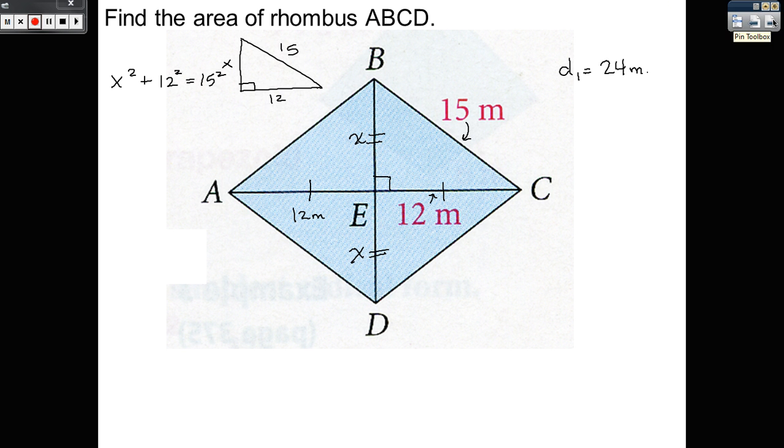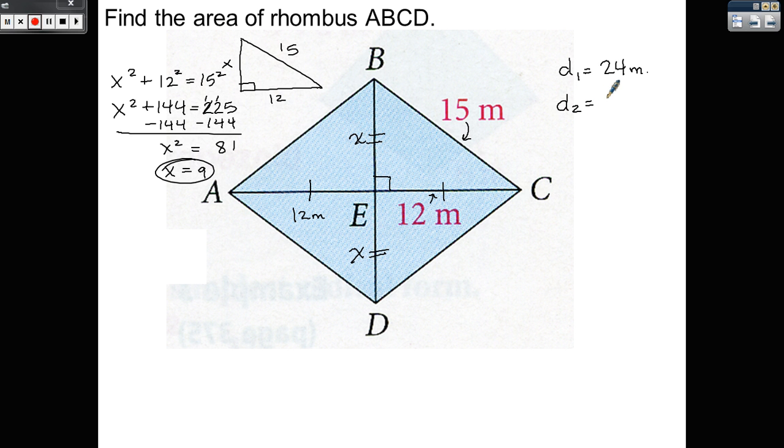Taking a look here, I have x squared plus 144 is equal to 225. And if we go ahead and solve, minus 144. Let's see here. Okay, 81. And then we square root that. So we get a length of 9. Okay, so we plug that in. We have a length of 9 here, a length of 9 here. And so diagonal 2 is going to be 18 meters.